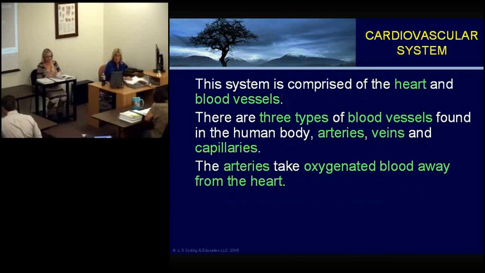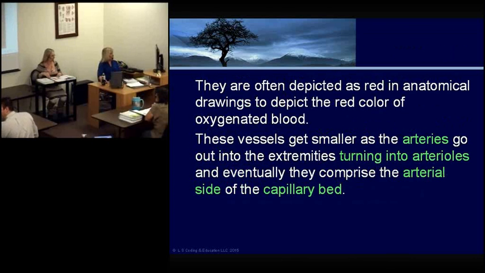So the arteries take oxygenated blood away from the heart. The veins bring the blood back. So arteries are often depicted as being red in anatomical drawings because when they're full of oxygen, the blood appears to be redder. If you look at blood coming from a vein, or venous blood, it has less oxygen, so it's typically a darker red, a purplish red. So those vessels are usually pictured as blue in any diagram.